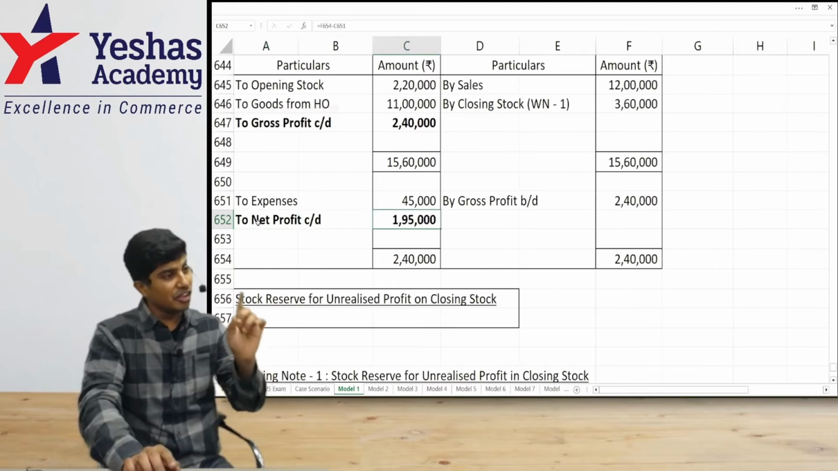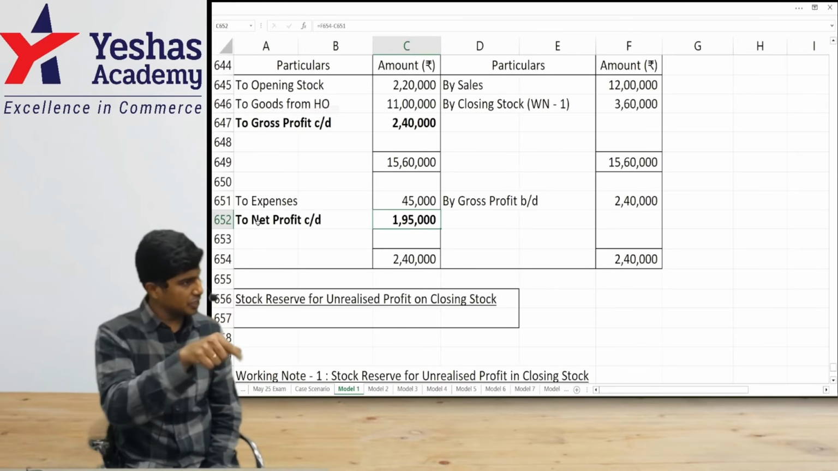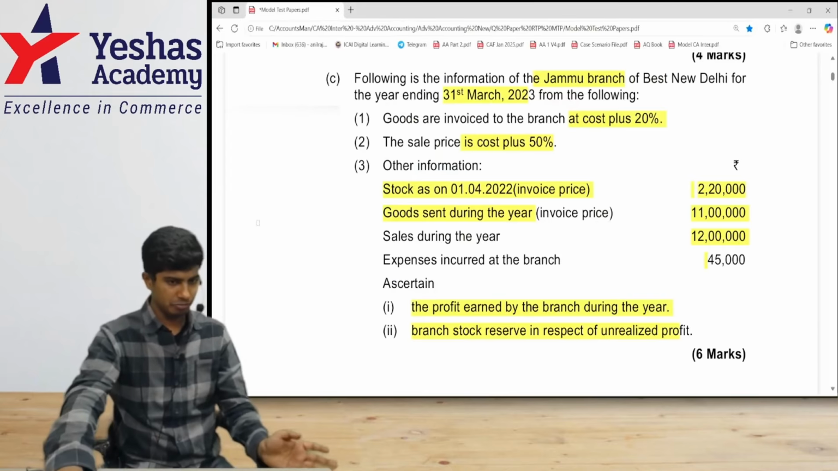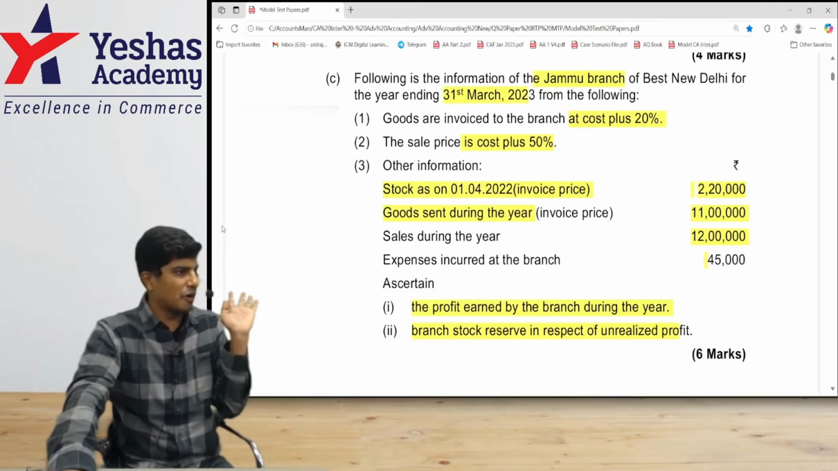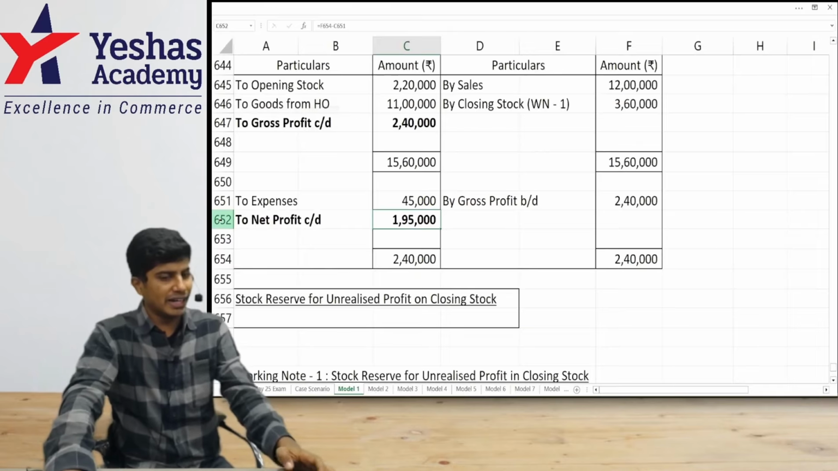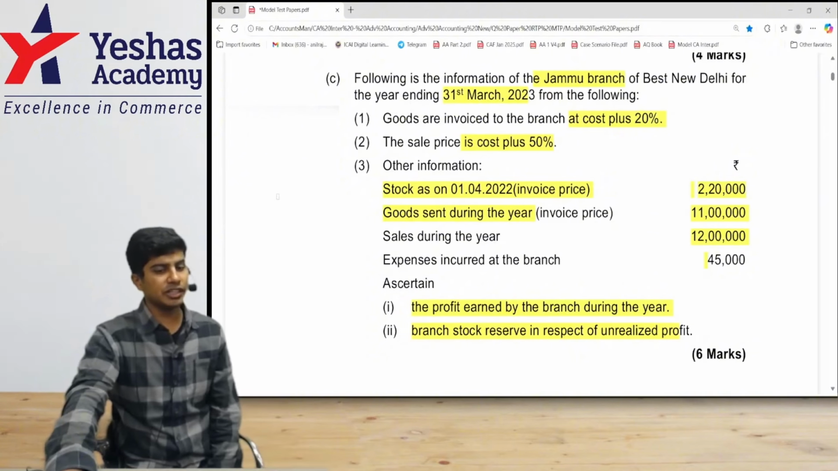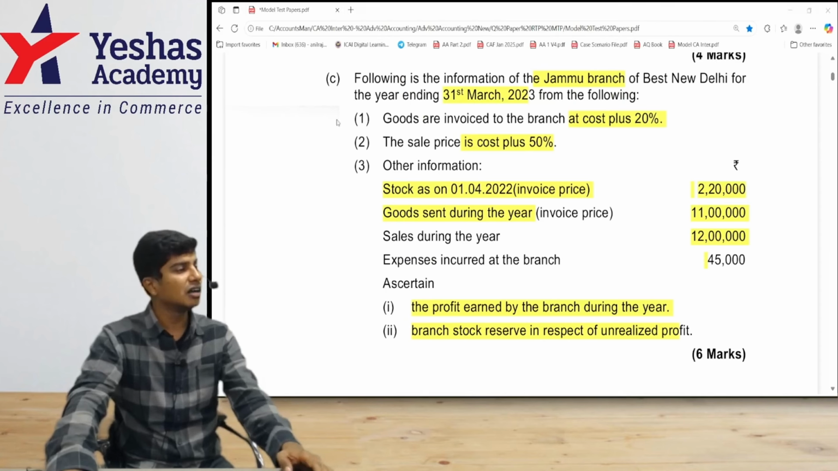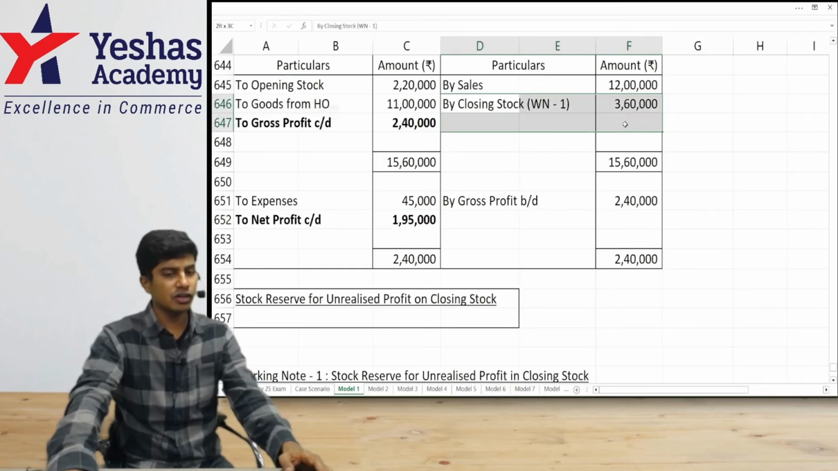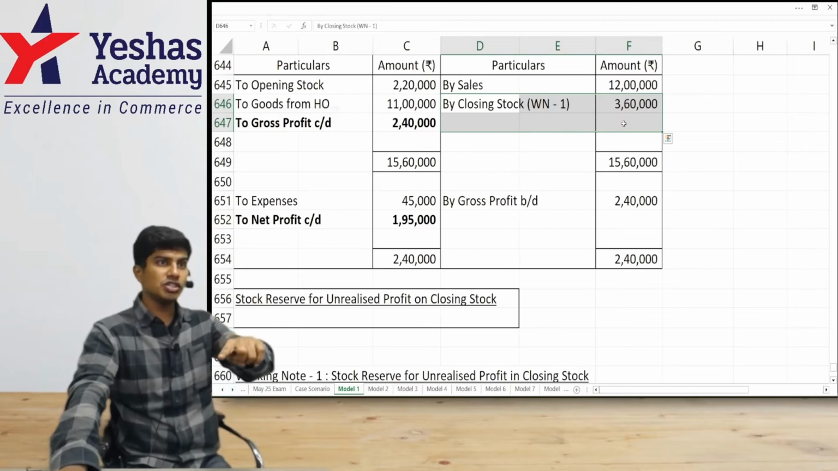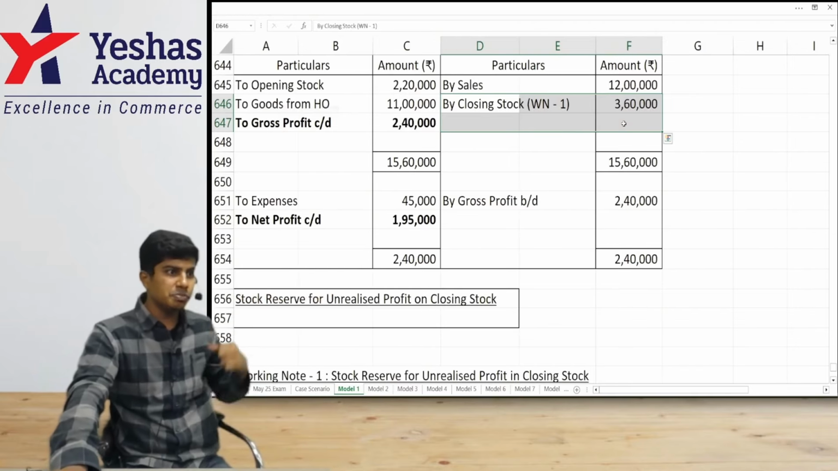Simple, no? They have not stopped here. First sub question is profit. They've not told gross and net, they've told profit earned by the branch. How much? 195. Second sub question that they've asked is branch stock reserve in respect of unrealized profit. This closing stock is there, no? It is recorded at what price? 3 lakh 60. This 360 closing stock at branch will be recorded in head office books.